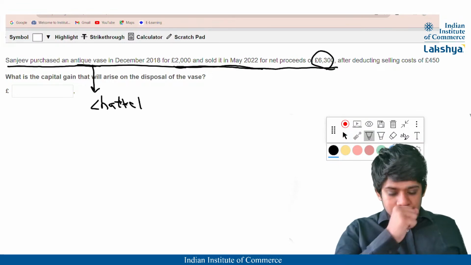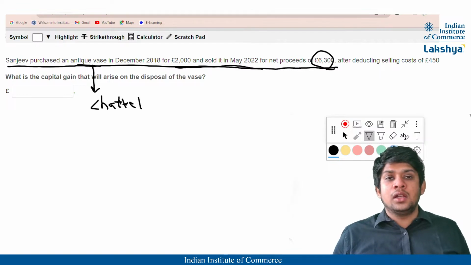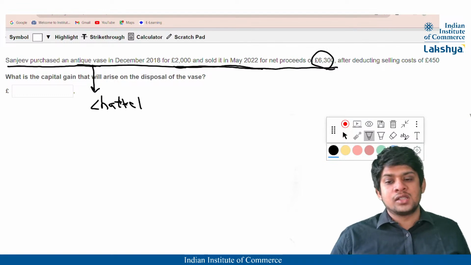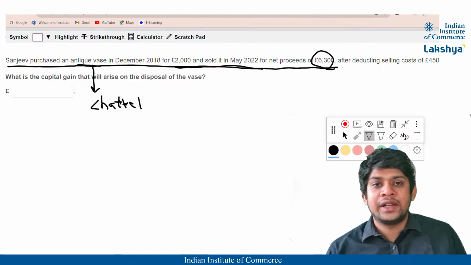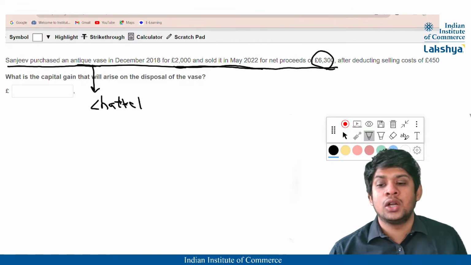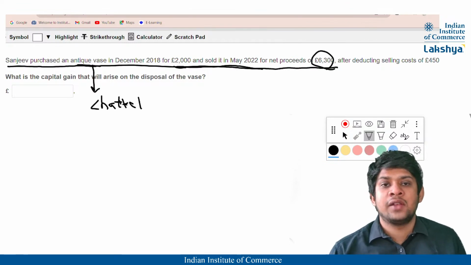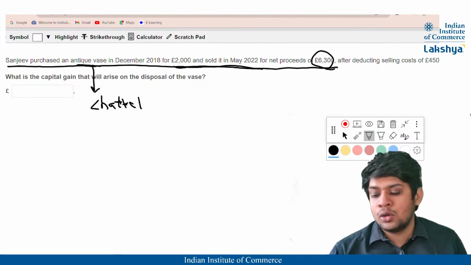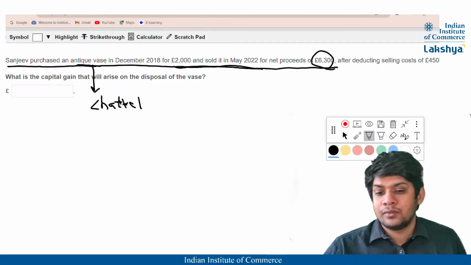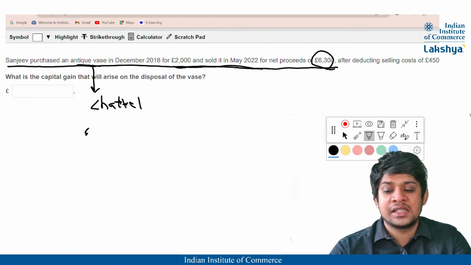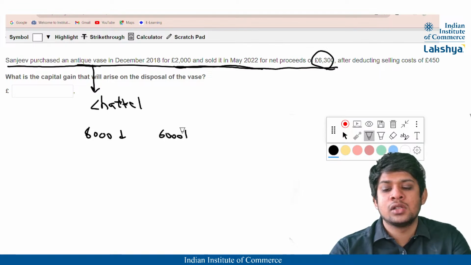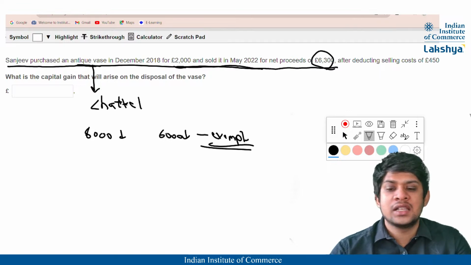That means movable tangible assets which exceed a useful life of 50 years. Examples are your antique vases and paintings, and those are your non-wasting chattels. There is a rule that when a non-wasting chattel is purchased for less than 6,000 and is sold for less than 6,000, then it is completely exempt.